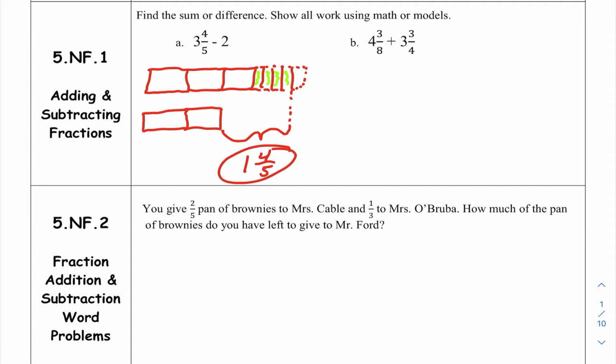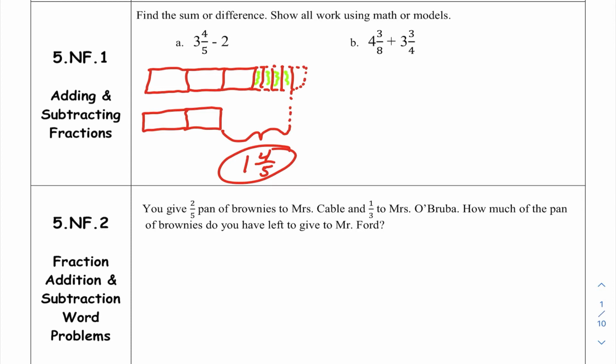So notice yours may look different. You may use a different model, but notice how my picture shows the distance of 3 and 4/5 and the distance of 2, and then my difference or my answer is the distance between those two. So now I have 4 and 3/8 plus 3 and 3/4. So I'm going to use a similar strategy here.